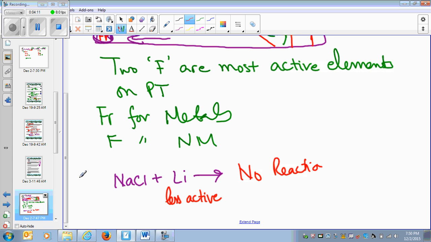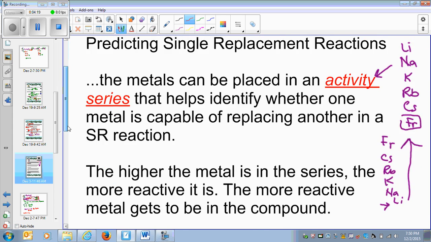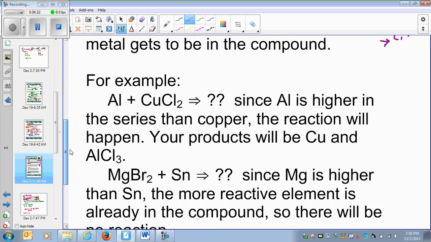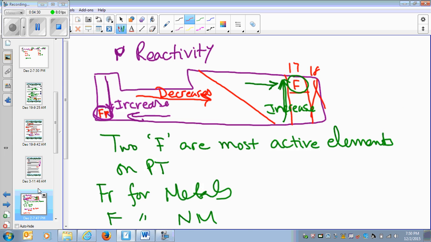On the other hand, if this was the other way around, if I had lithium chloride and I was reacting it with sodium, I check it with the series. Sodium is sitting above lithium. That means sodium is more active than lithium. So this reaction will happen.